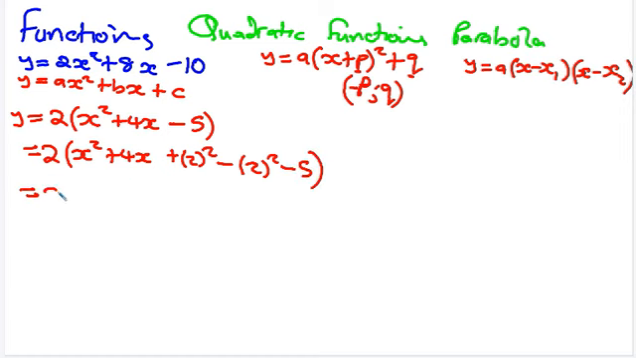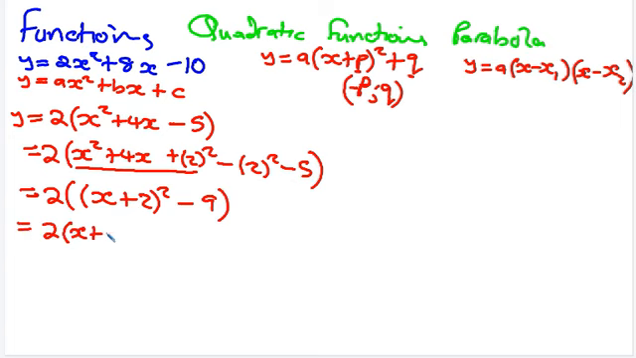So we have 2 bracket. This has to be factorized. If you factorize it, we have x plus 2 squared there. And then simplify this one, we have minus 4 plus 5 is minus 9. Bring back the 2 inside the bracket, we have 2 times x plus 2 squared, and then 2 times minus 9, we have minus 18. It is now in this form.